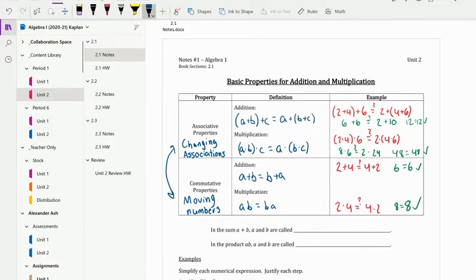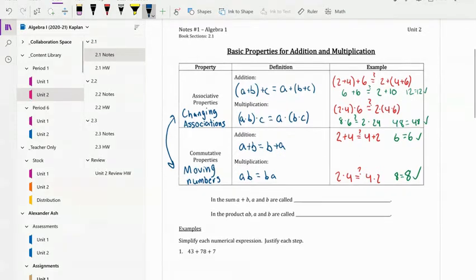The commutative property is all about moving things. The associative property is changing what's associated, moving those parentheses around. Cool, cool, cool. Moving on.